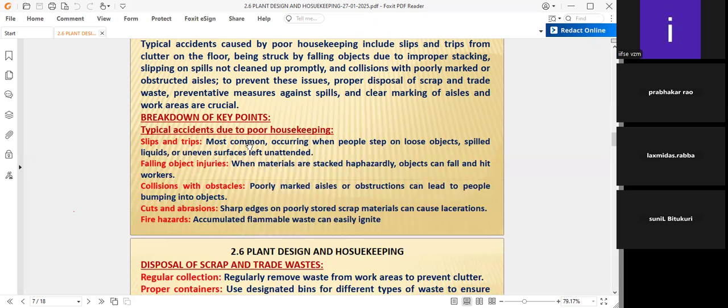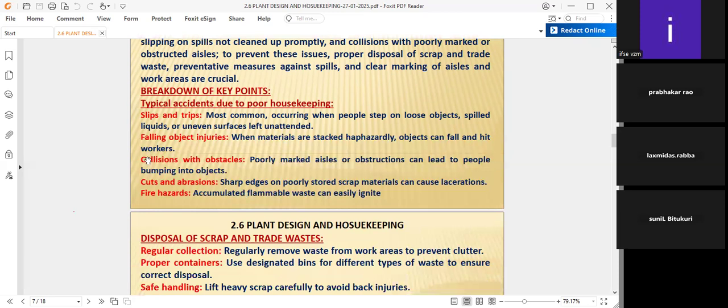Somebody's slippage is there. Most commonly occurring when people step on loose objects, spilled liquids, or uneven surfaces left unattended. Where the uneven surfaces are not attended to, definitely slips and trips will occur. Proper housekeeping should be considered during the plant layout itself. Once the plant layout is taken care of, definitely the maintenance will be very neat, once the construction is good.